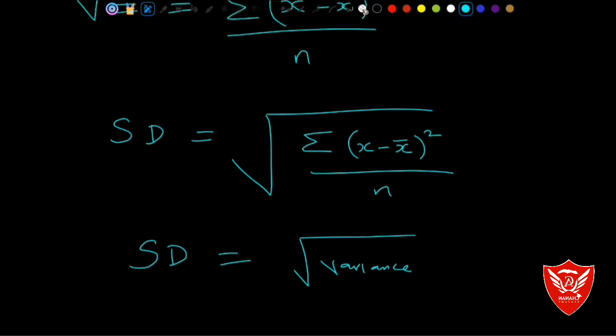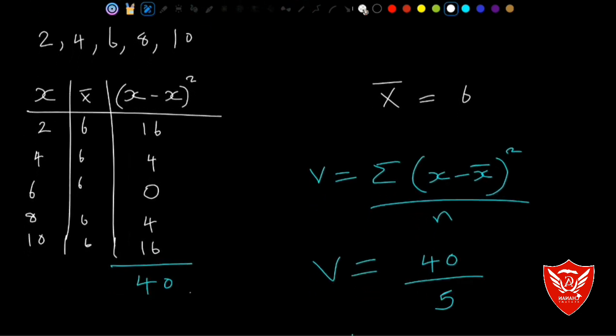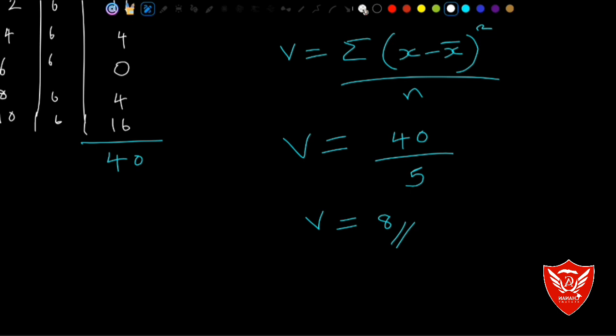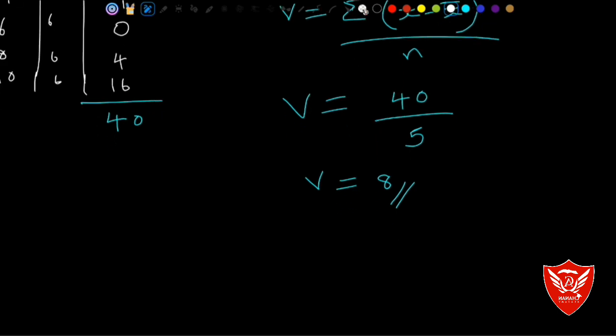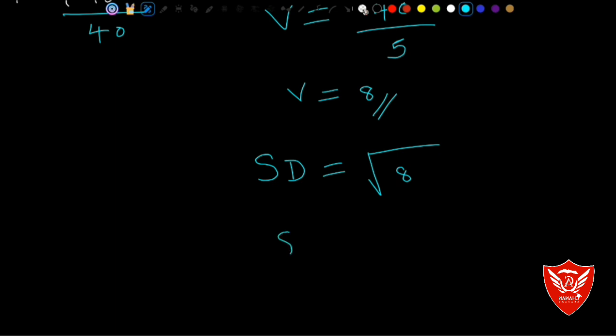Let's use the example we used earlier for the variance to explain this. This was the example we took when we were discussing variance, and we solved for variance and got 8. Now, for us to find the standard deviation, all we need to do is take SD equal to the root of 8, and the root of 8 is equal to 2.83. So this is our standard deviation.